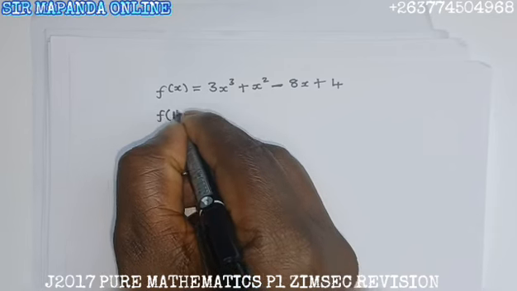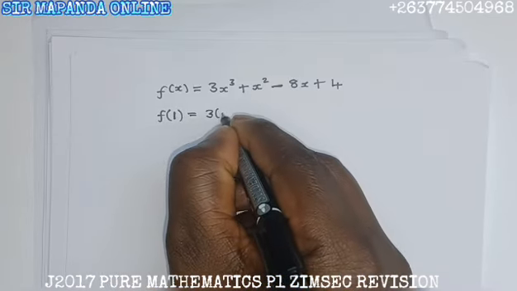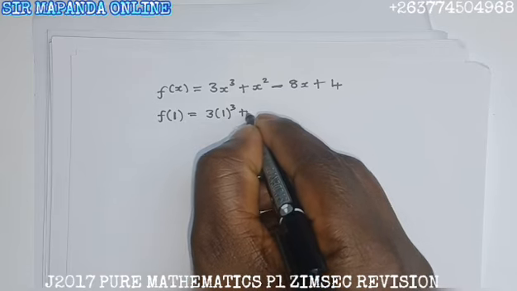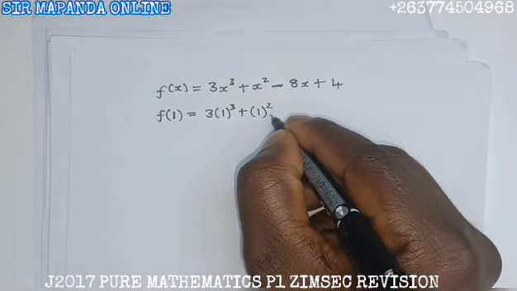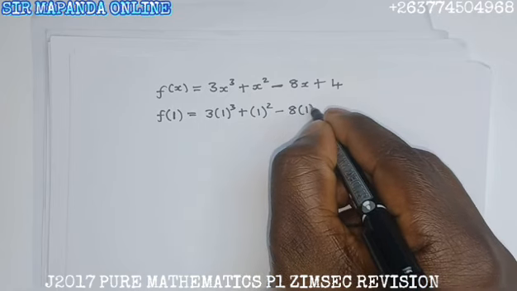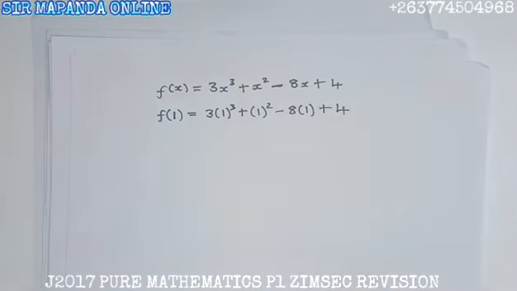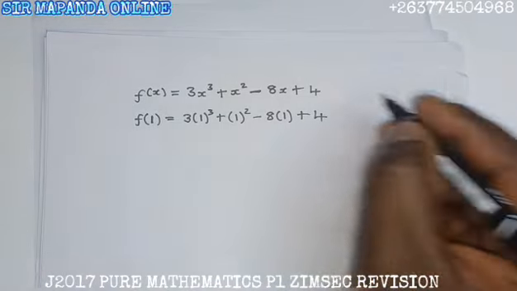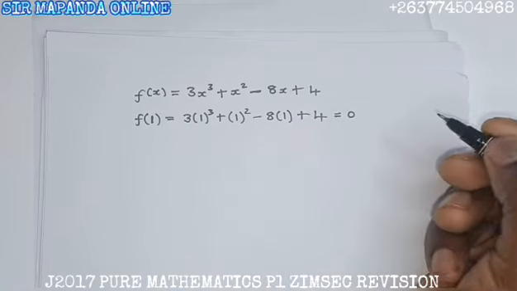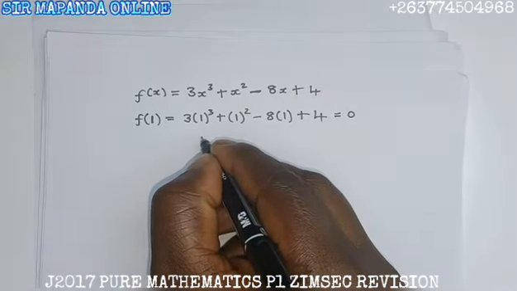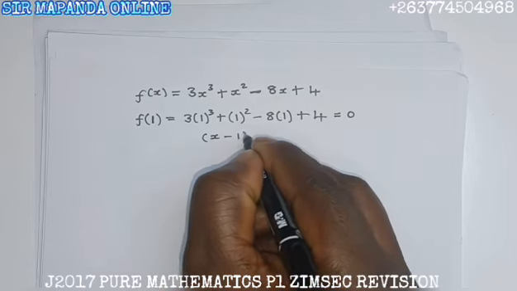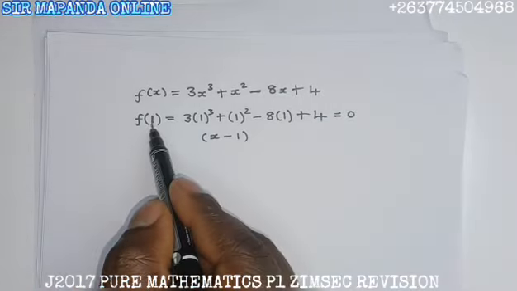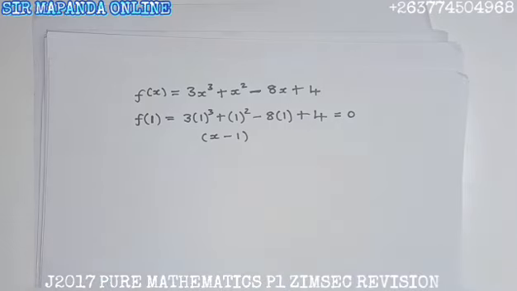You start with f of 1. You get 3, open bracket, 1 cubed, plus 1 squared, minus 8, open bracket, 1, plus 4. Right, so if you punch this in your calculator, you get 0. So this 0 indicates that x minus 1 is a factor. If f of 1 is giving you 0, it means x minus 1 is a factor of f of x. I hope you are following.